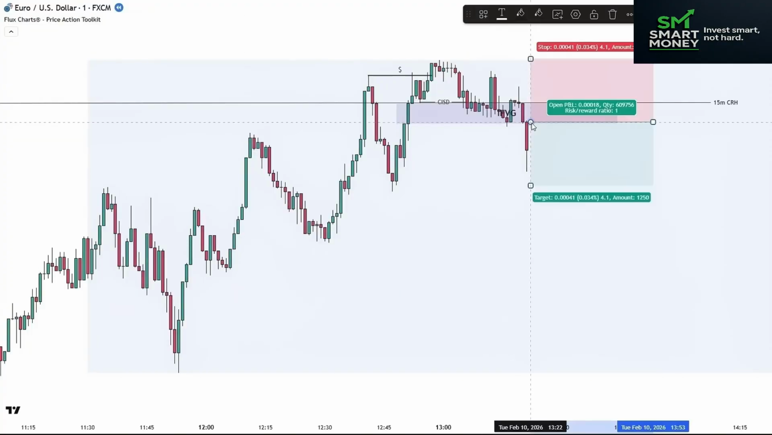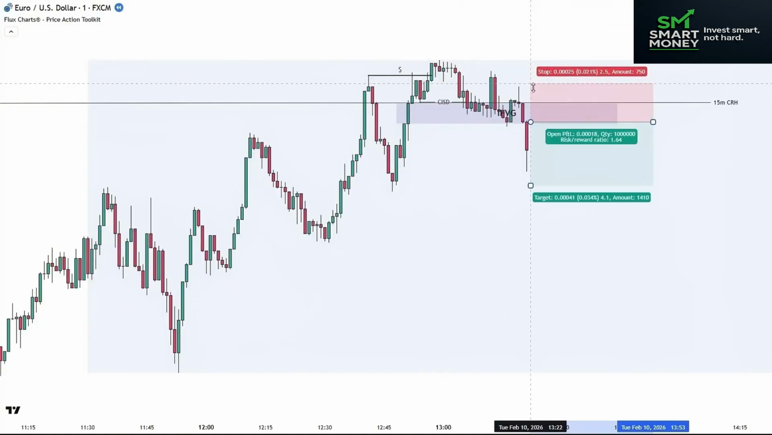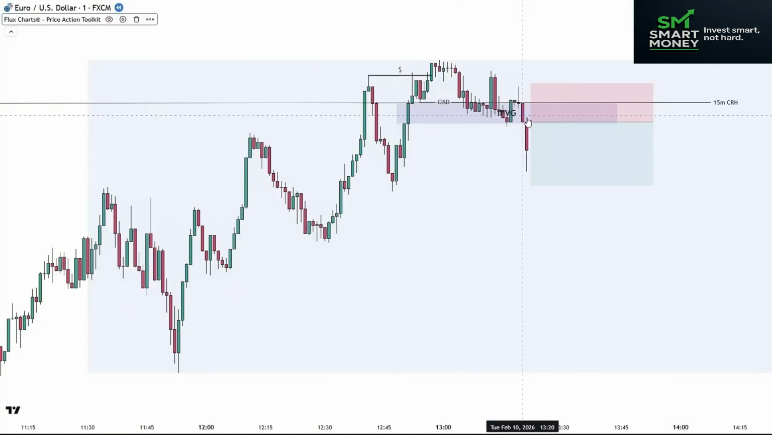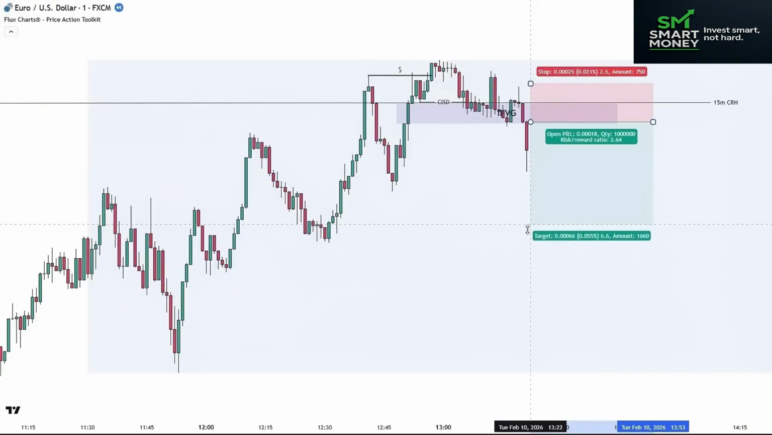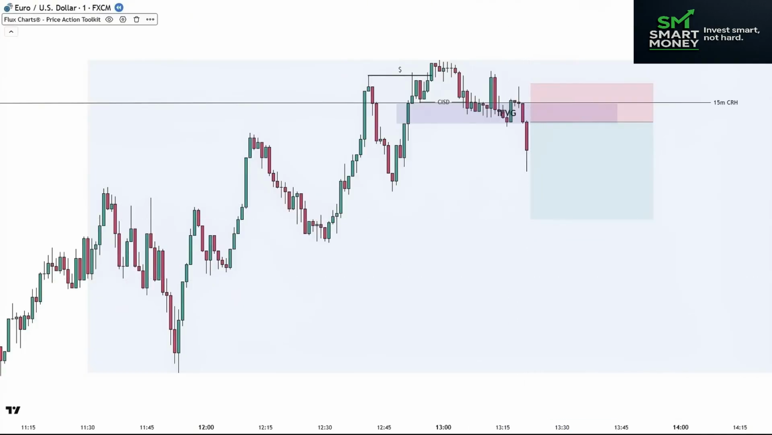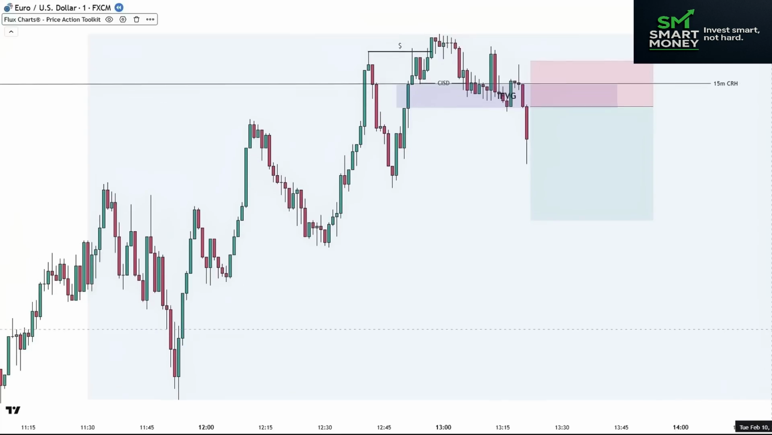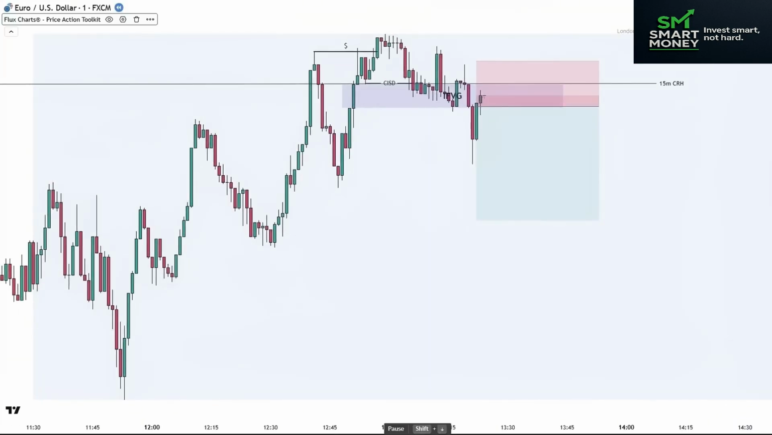At this stage, I place a sell limit order at the lowest point of the 1-minute IFVG inside the 15-minute CRT range, with the stop loss above the recent swing high, and I set my take profit at a fixed 2.5 R to R. Now let's play the chart forward. As you can see, the sell order gets triggered. Price retraces perfectly into the IFVG, and then drops with momentum straight into the take profit.